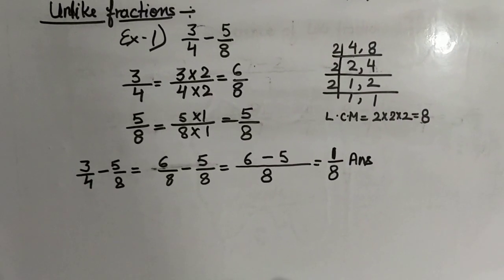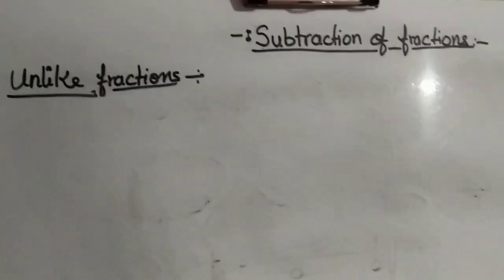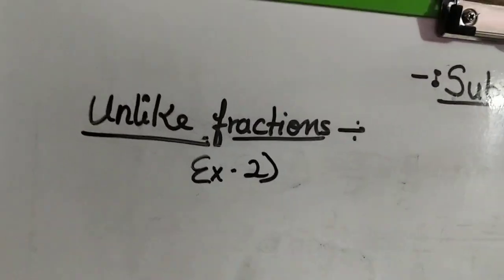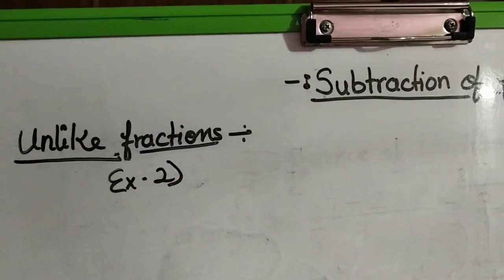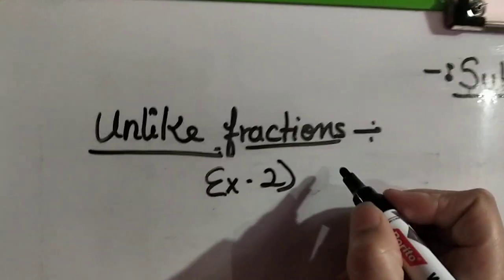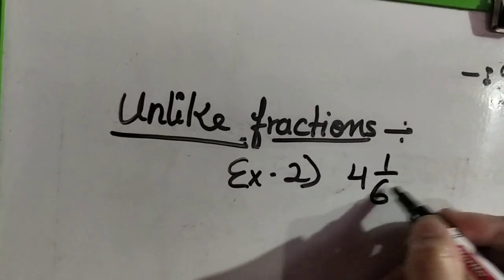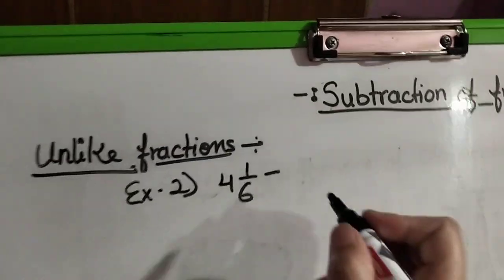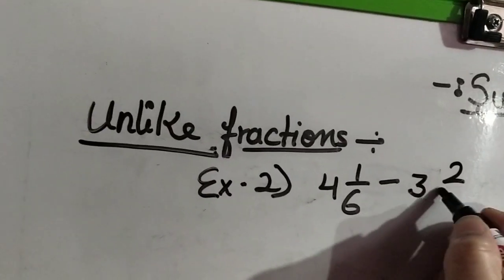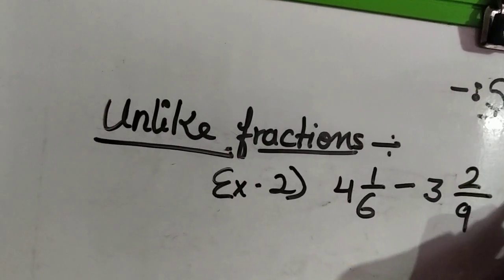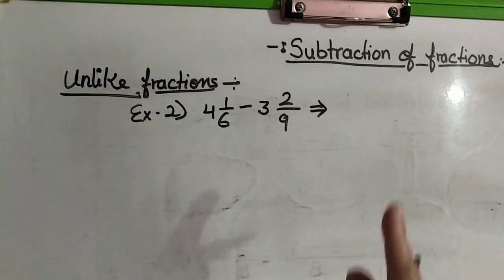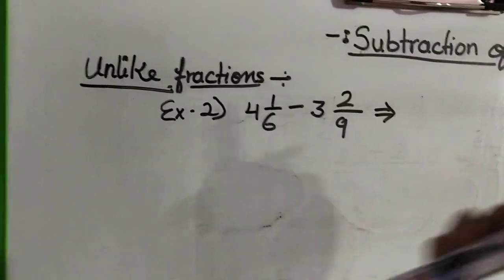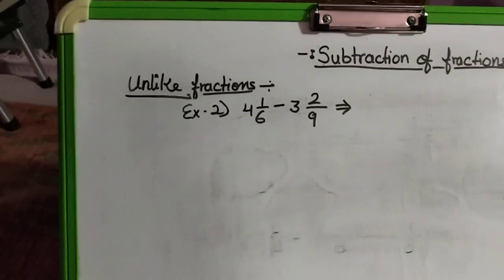I'll give you one more example. See example number 2. Our question is 4 whole 1 upon 6 minus 3 whole 2 upon 9. Children, when we get our question in the form of mixed number, what are we doing? We are changing our mixed number into improper fractions, right?